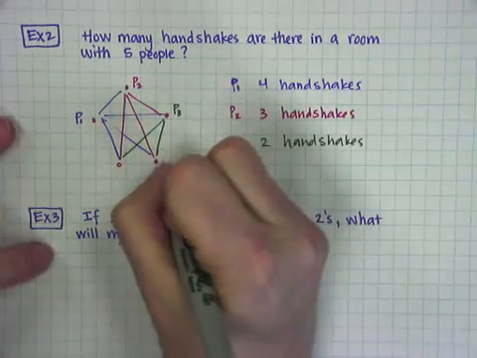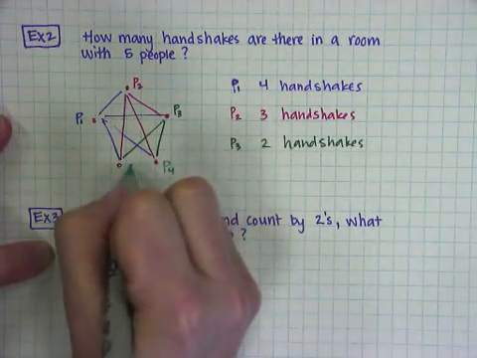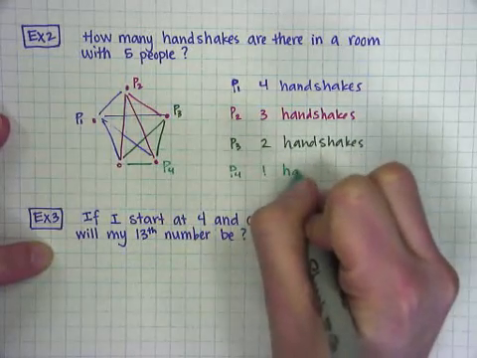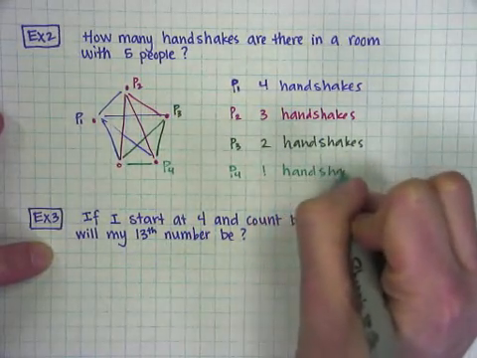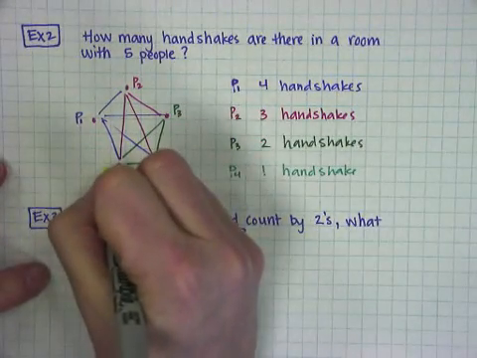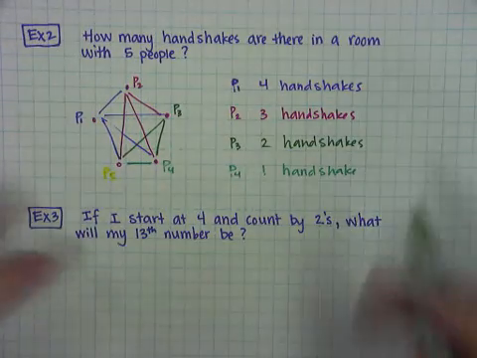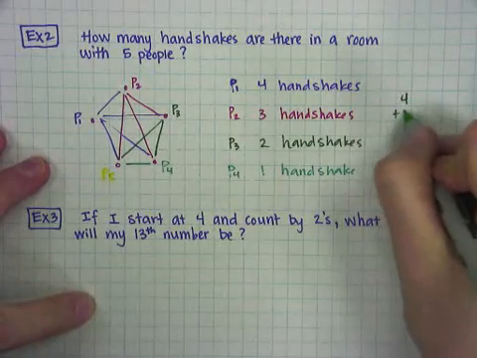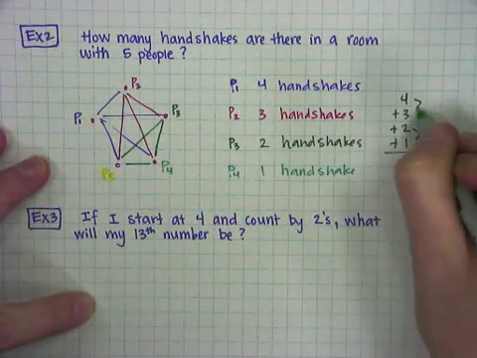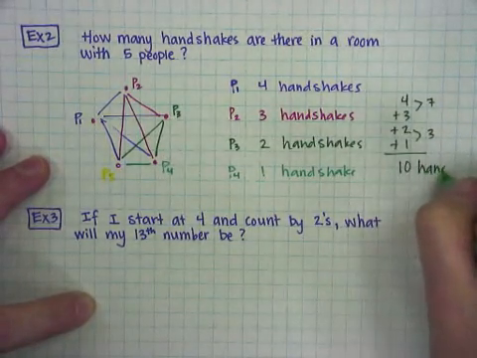And then person 4 has shaken hands already with 3 and 2 and 1, but they haven't shaken hands with person 5 yet, so there's 1 more. And then person 5 has already shaken hands with everybody else, so he has 0 handshakes. So with 5 people in a room, we can do 4 plus 3 plus 2 plus 1. Let's see, that gives us 10. So there would be 10 handshakes total.